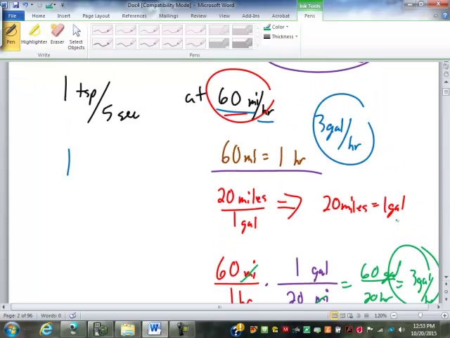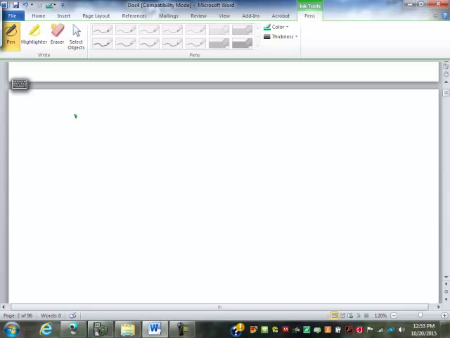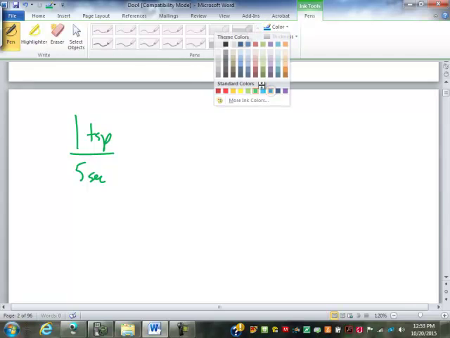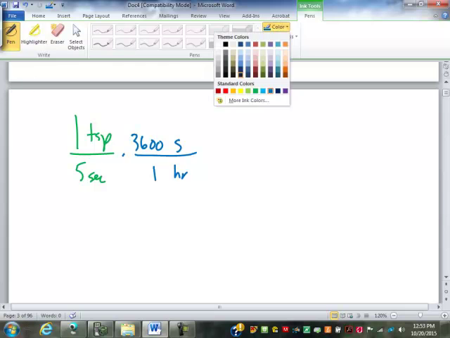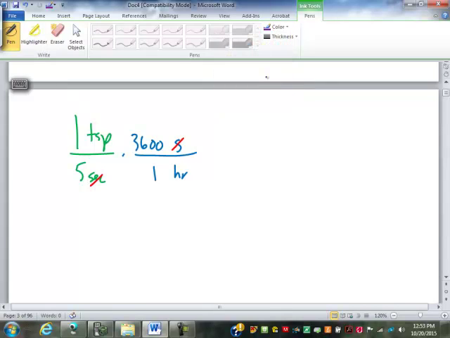Okay? So now we're going to use the 1 teaspoon every 5 seconds. Now we've got to convert seconds into hours, so I'm going to do that. Seconds, hours. 1 hour is 3,600 seconds. I just did 60 times 60, so I didn't have to go through minutes. Saved me a step. So the seconds are now gone. The reason I did that is because to get from teaspoons up to gallons is going to be a long conversion. We're going to go from teaspoons to tablespoons. 1 tablespoon is 3 teaspoons. So the teaspoons are gone, we're at tablespoons.